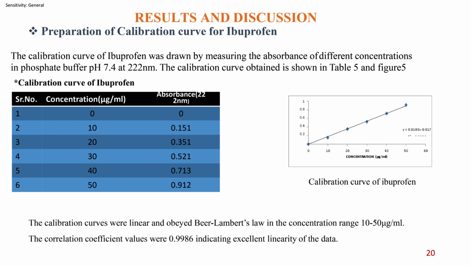For concentration 20 we got absorbance 0.351. For 30 we got 0.521. For 40 we got 0.713, and for 50 we got 0.912. This is the calibration curve of ibuprofen, and this calibration curve obeyed Beer-Lambert's law with a range of 10 to 50 µg per ml. The correlation coefficient was 0.9986, indicating excellent linearity.